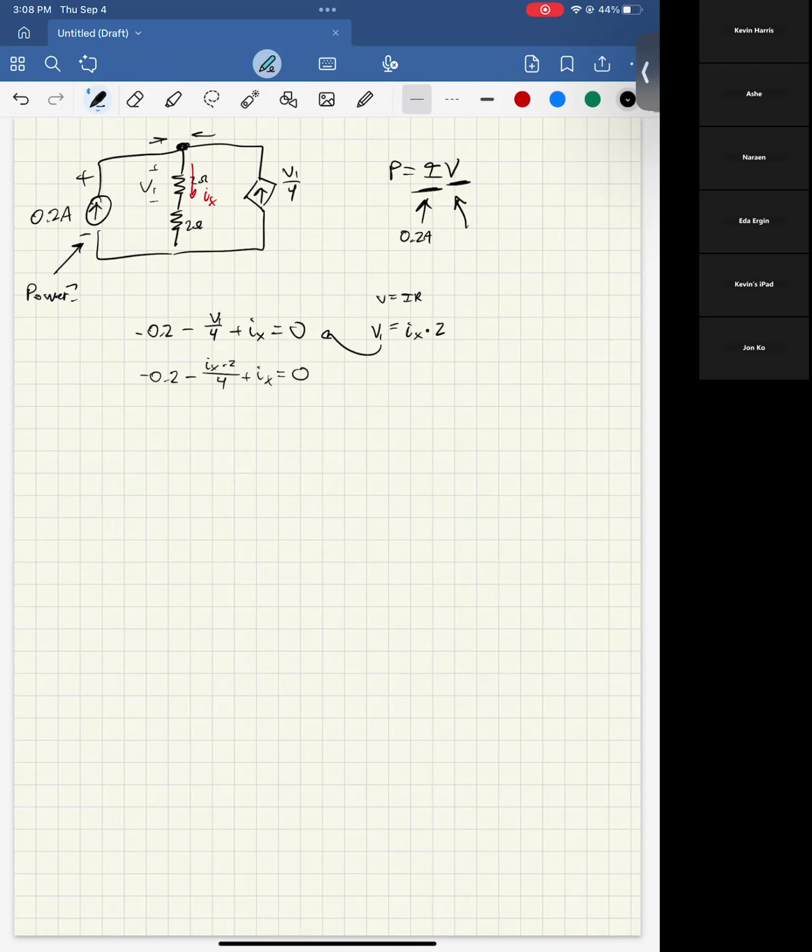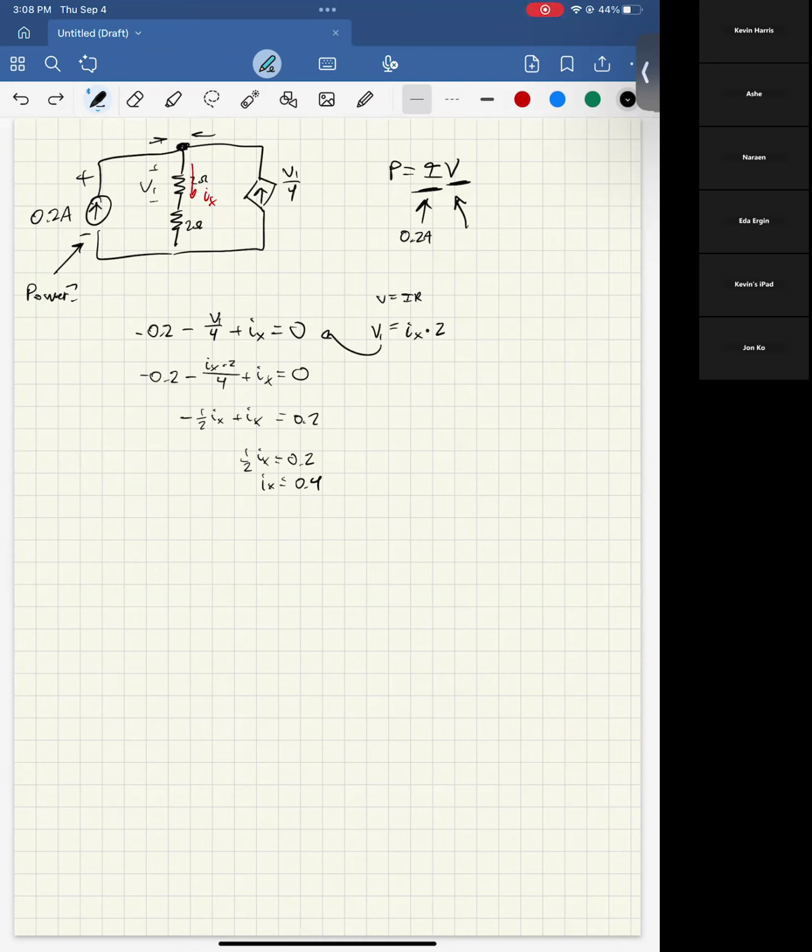This will become, if we move over the 0.2, 0.2 equals 1 half IX plus IX. Or, oh, this is a minus. I think I'm missing a minus sign somewhere. Am I? Oh, no, no, we're good. Yeah. So 1 half IX equals 0.2, IX equals 0.4, right? So that's saying we have 0.4 amps going down through this middle section.